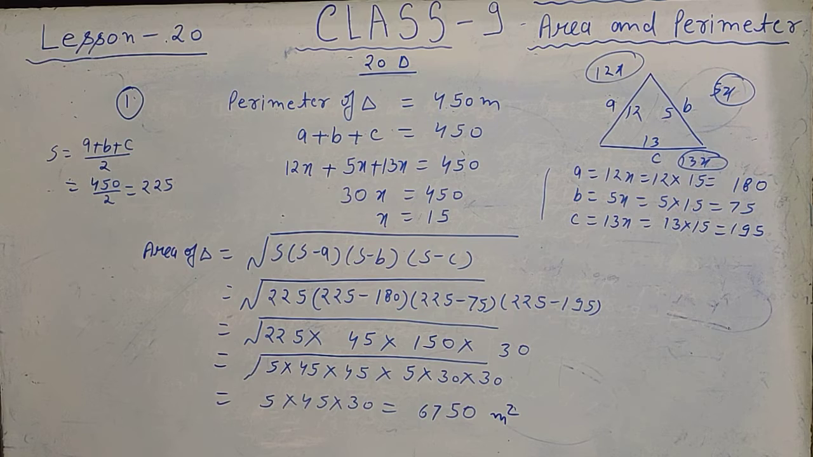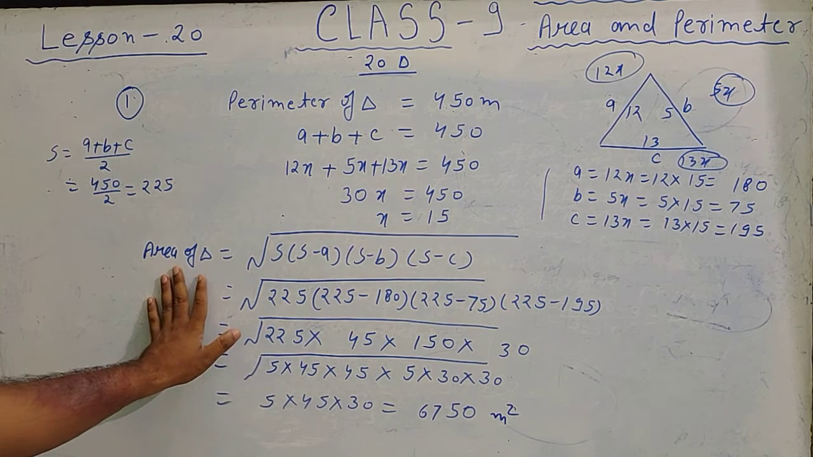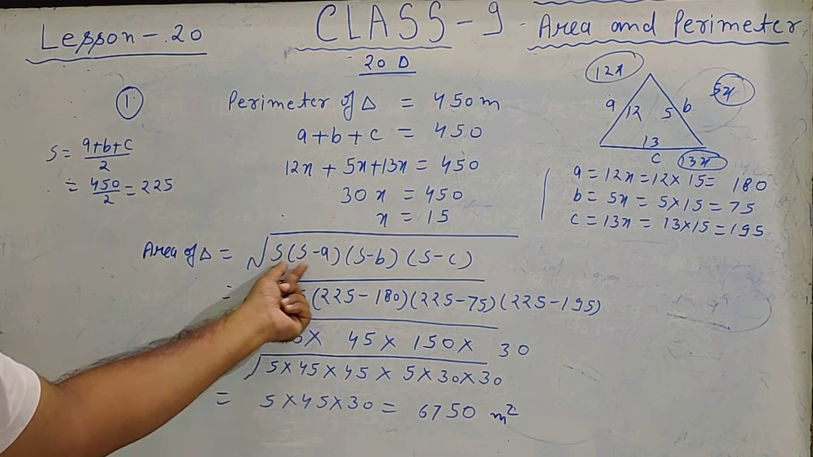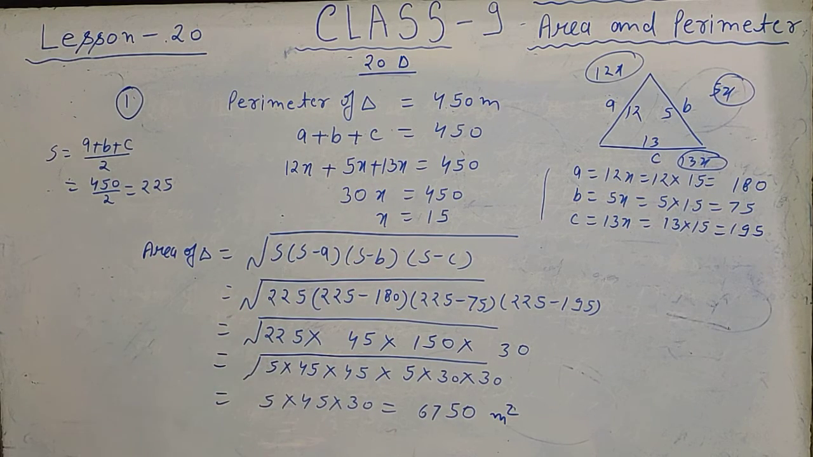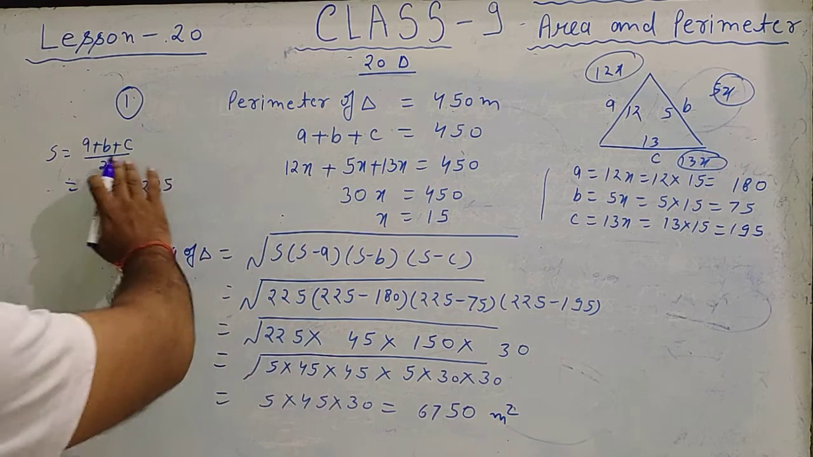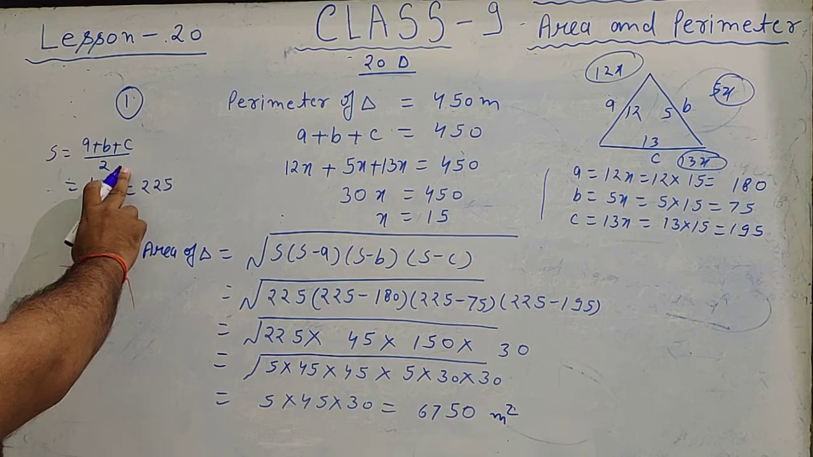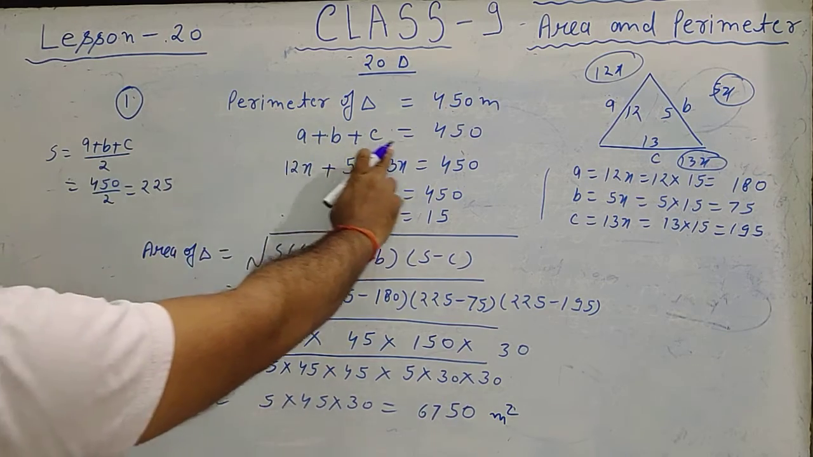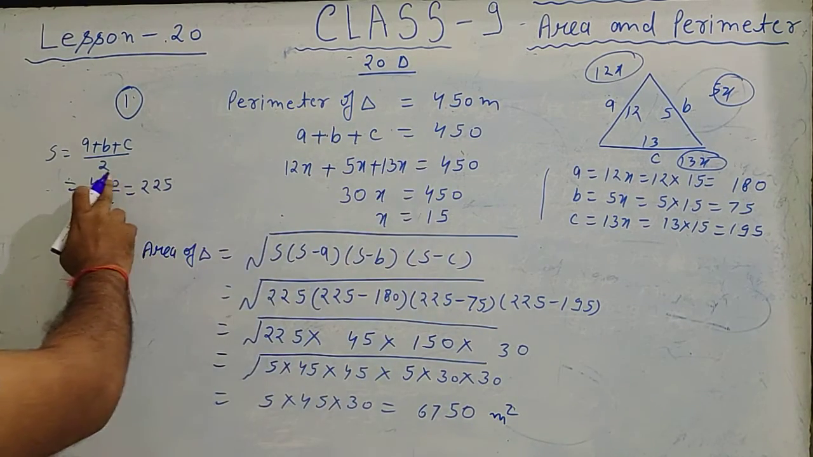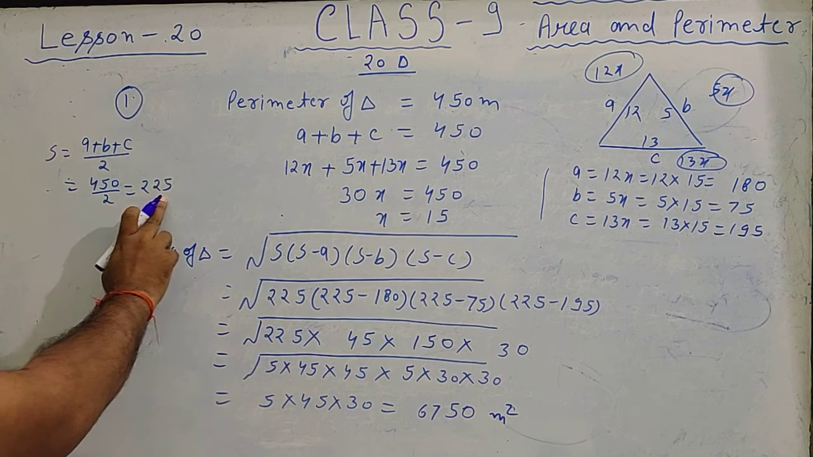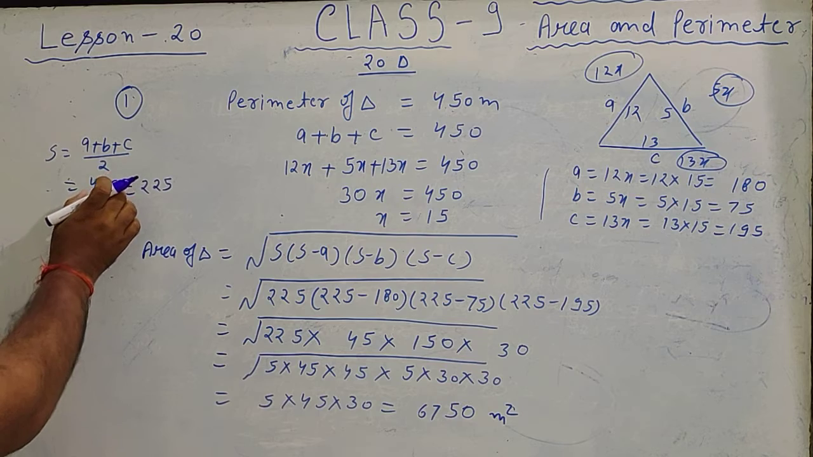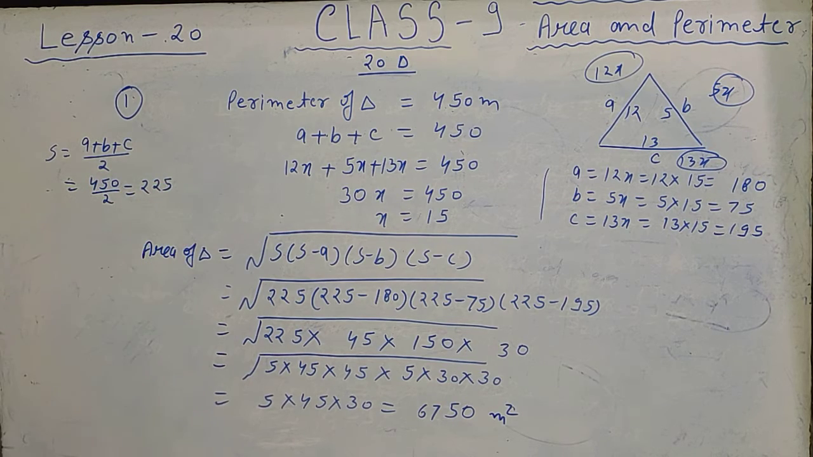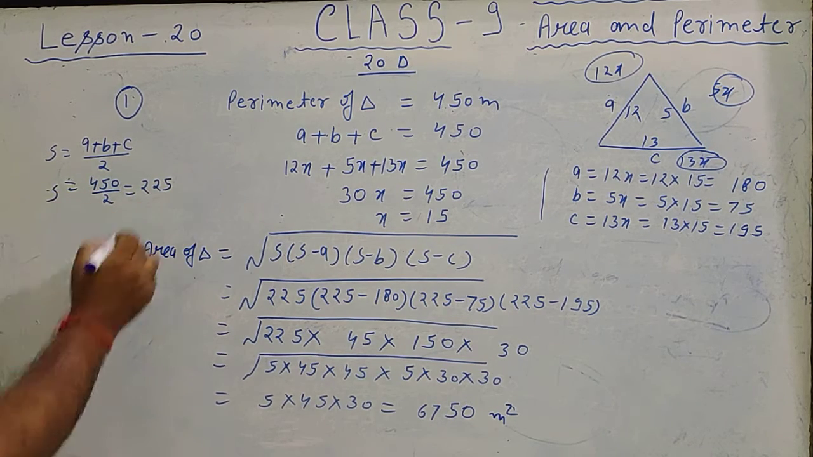Now you have to find the area of the triangle. The formula for the area of a triangle is Heron's formula, root of s into s minus a, s minus b, s minus c. So first we find the value of s. s is equal to a plus b plus c by 2, which means half the perimeter. 450 divided by 2, so we get the answer 225. s is equal to 225.